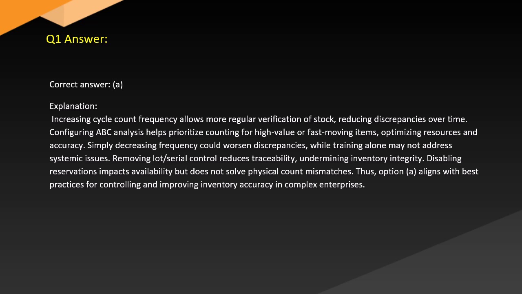Removing lot and serial control reduces traceability and undermines inventory integrity. Disabling reservations impacts availability but does not solve physical count mismatches. Thus, option A aligns with best practices for controlling and improving inventory accuracy in complex enterprises.